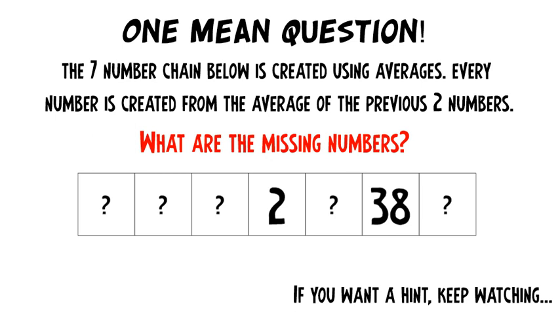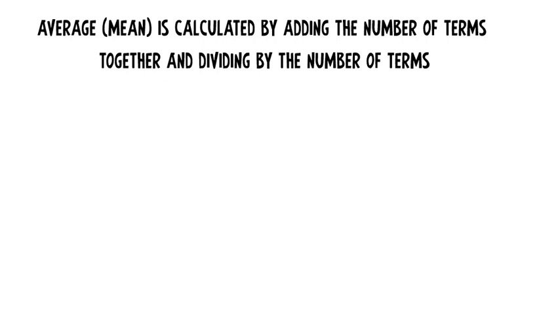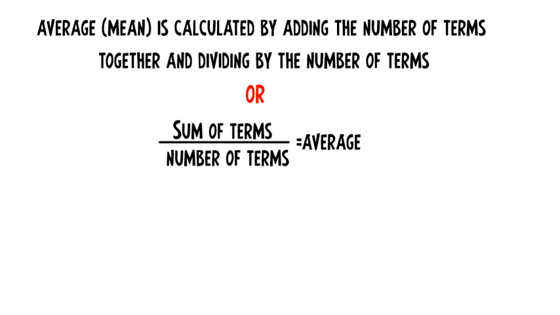But if you don't want a hint, just turn off the YouTube video now and go ahead and try it. But if you need a hint, here's one. So the first thing you need to know is that average or mean is calculated by adding the terms together and dividing by the number of terms. Now that sounds complicated, but if we think about it, the sum of the terms, meaning add them together, divided by the number of terms will equal your average.